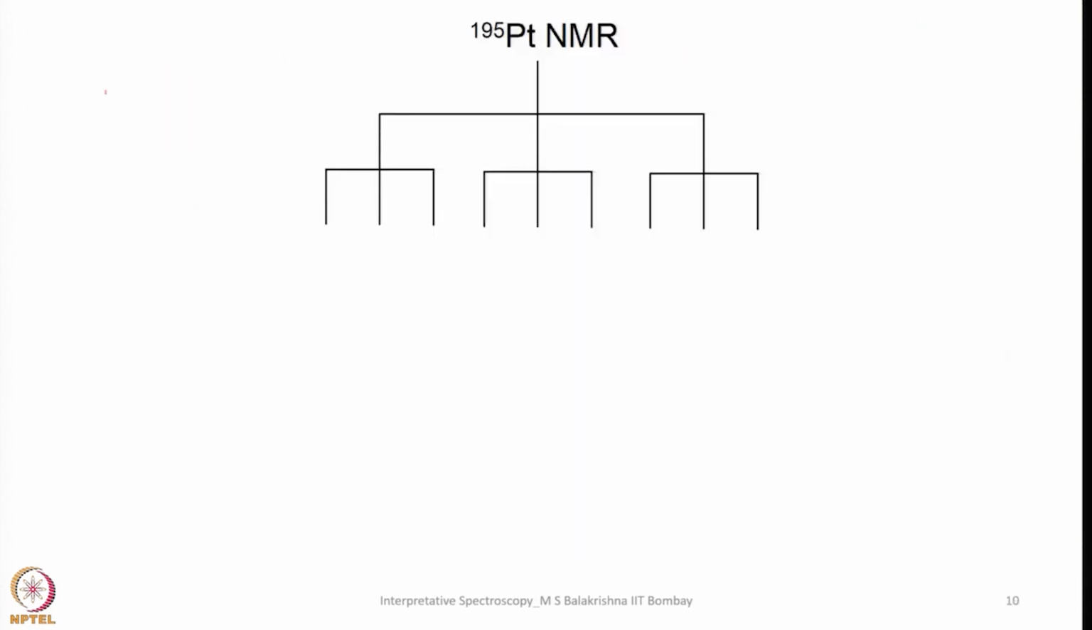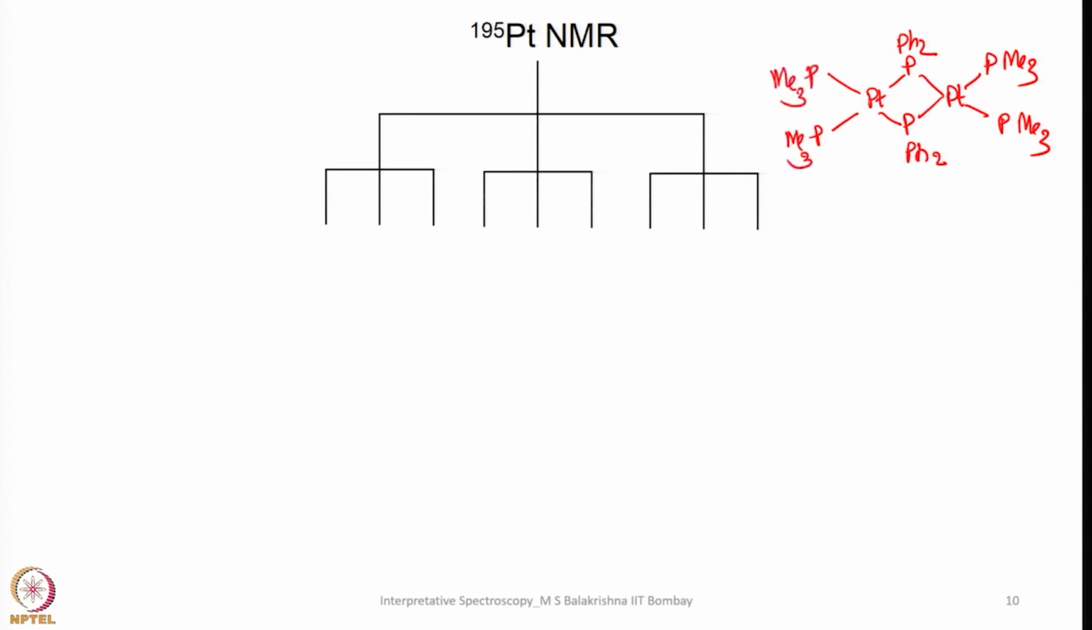Let me write the structure again here. This is about 195 platinum NMR. First we can look into 195 platinum NMR. This is the structure. Now if you see, these platinums are both chemically and magnetically equivalent. Both the platinums are coupled on either side by 2 different types of phosphorus units.